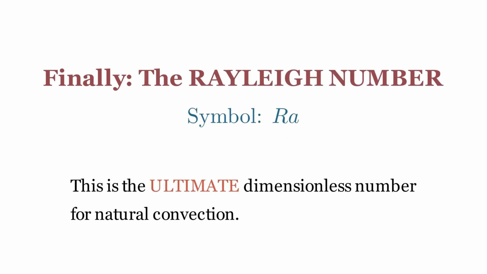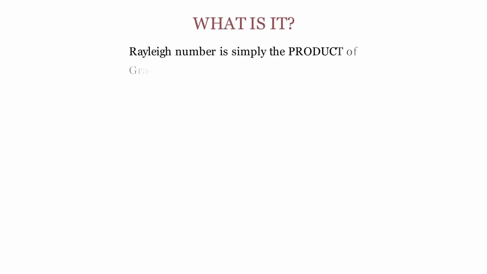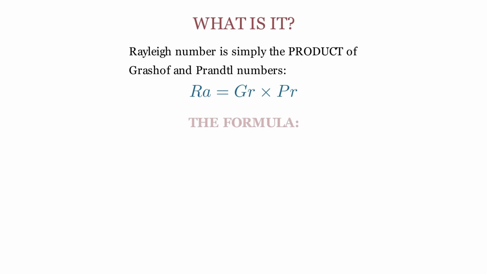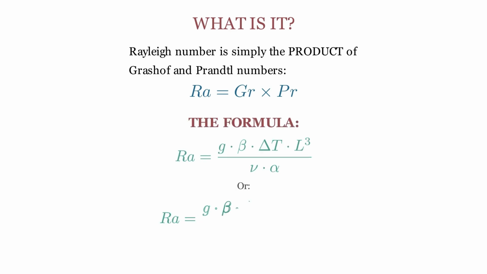This is the ultimate dimensionless number for natural convection. What is it? Rayleigh number is simply the product of Grashof and Prandtl numbers. Ra equals Gr times Pr. The formula: Ra equals g times beta times delta T times L cubed over nu times alpha. Or Ra equals g times beta times delta T times L cubed times Pr over nu squared.